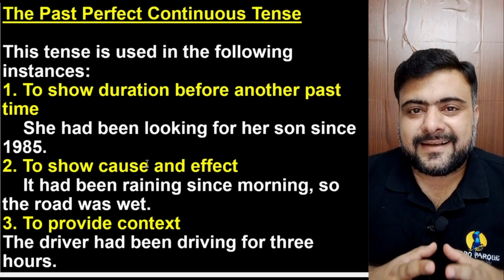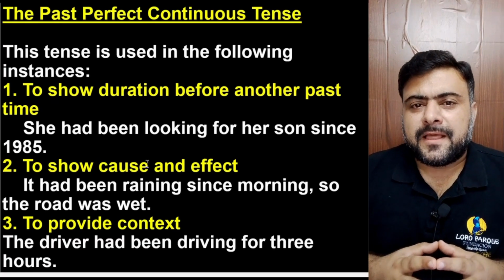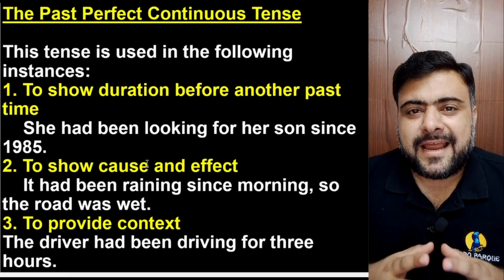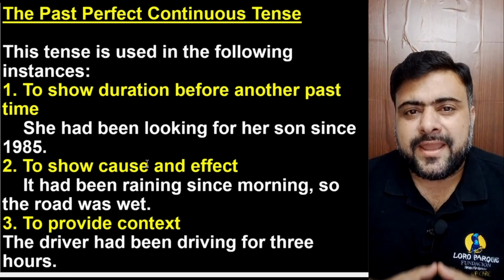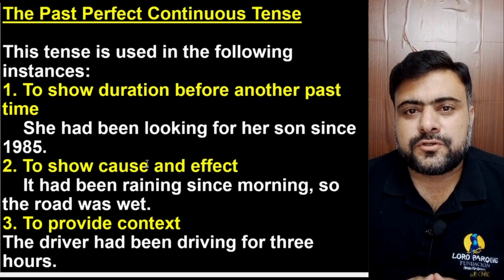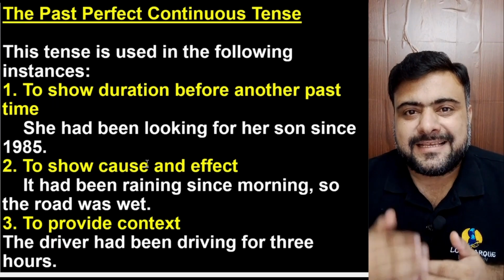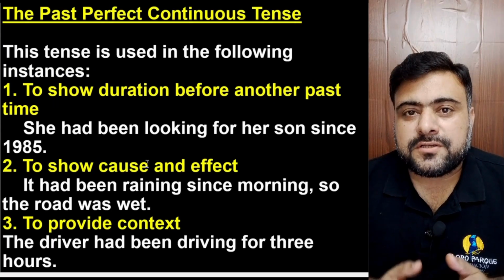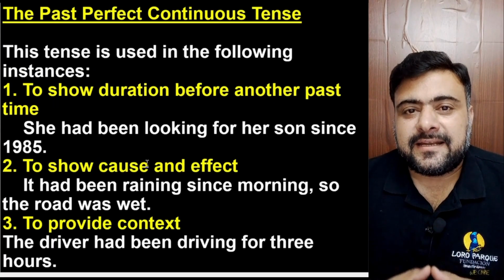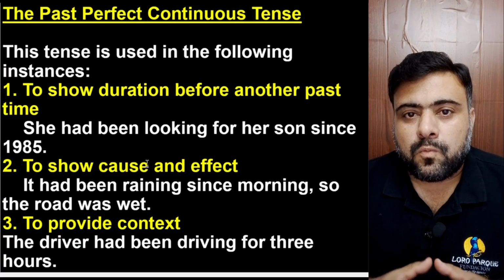Number 2. To show cause and effect. Now remember that this tense is concerned about events that happened in the past. To show cause and effect in the past. For example, it had been raining since morning, so the roads were wet. The roads were wet. This happened in the past. And before this past, another action was continued for some time, and that was the action of raining. It had been raining since morning, so the roads were wet.